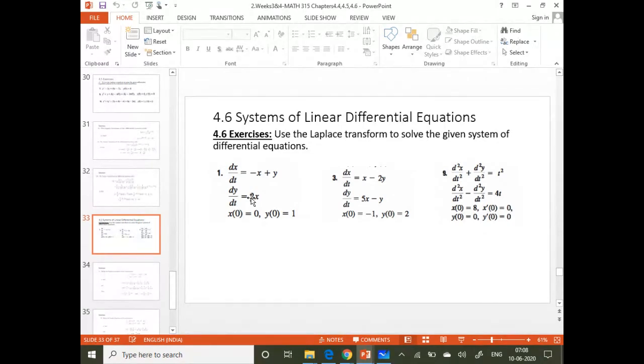Note down the problem. First derivative, x prime is equal to negative x plus y. And the second differential equation, y prime is equal to 2x, with some initial conditions. x of 0 is 0, y of 0 is 1.